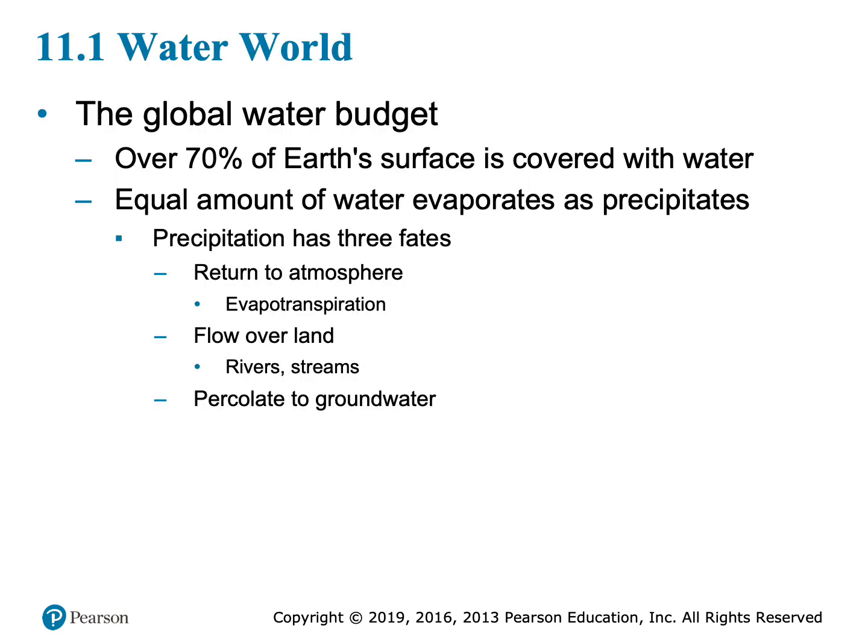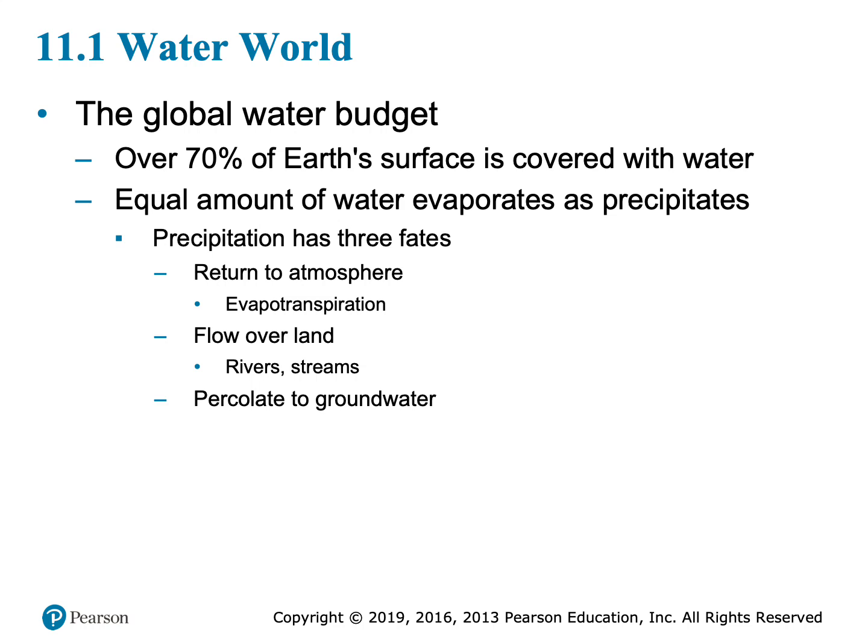The global water budget, so over 70% of the Earth's surface is covered with water. There's an equal amount of water that evaporates as it precipitates, and that's what we call a cycle that we'll talk about. In your first part of your notes, it talks about the hydrologic cycle, and that's your first blank. The hydrologic cycle describes the distribution and flux of water through the Earth's ecosystem.